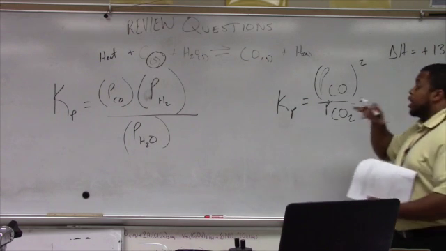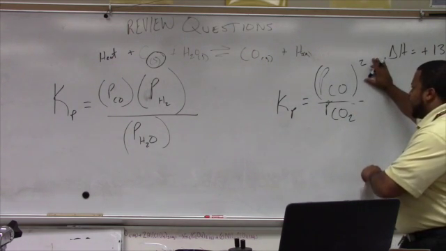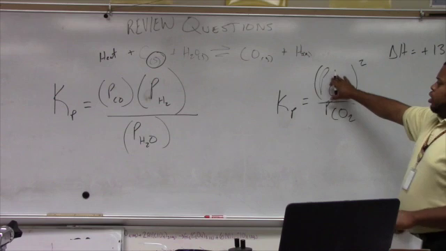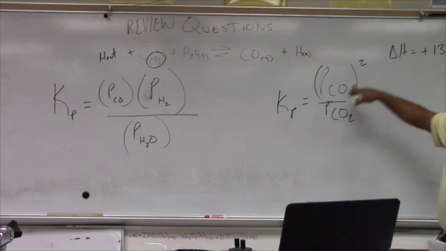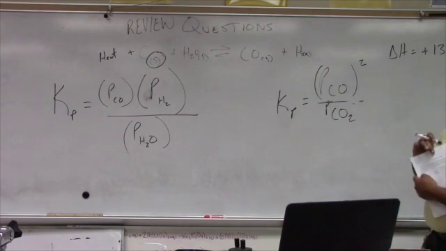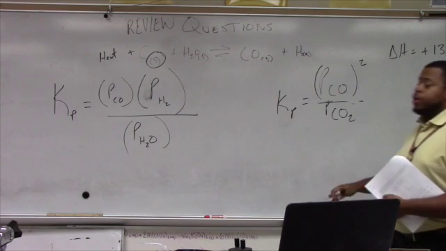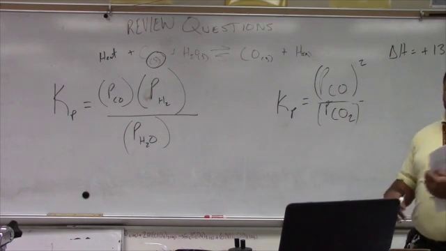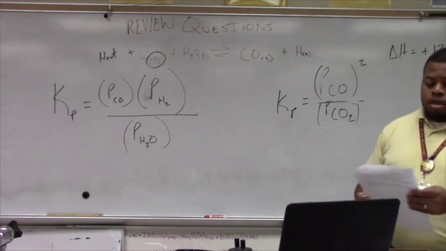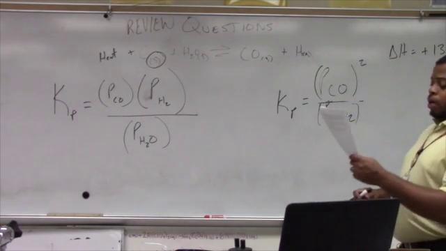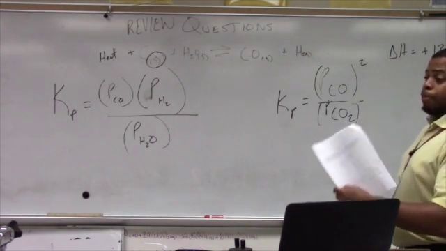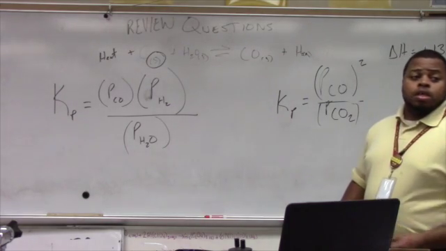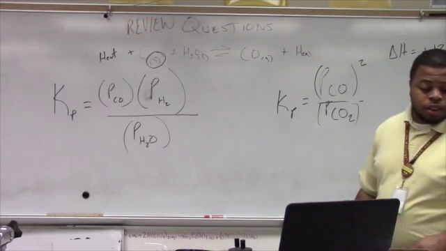So, looking at this, it should have been actually very straightforward. All you have to do is take the pressure of carbon monoxide and square it because it has a coefficient of 2, over the pressure of carbon dioxide at the bottom. That was a brief overview of part A on both FRQs, looking at writing the KP expressions.